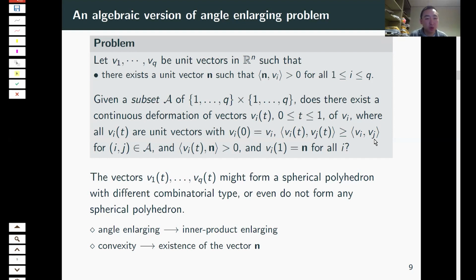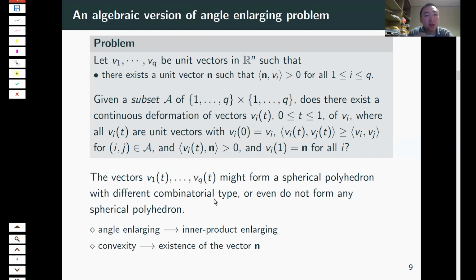So the correspondence between these, well, this kind of version is actually strictly weaker than the original geometric version. Because during the deformation, you're actually forgetting the combinatorial type of the spherical polyhedron. So for the vectors V1 to VQ in the deformation, even if originally they're from a spherical polygon, during the deformation we don't require them to form a spherical polygon. Or even if they form a spherical polyhedron, then probably they have a different combinatorial type.